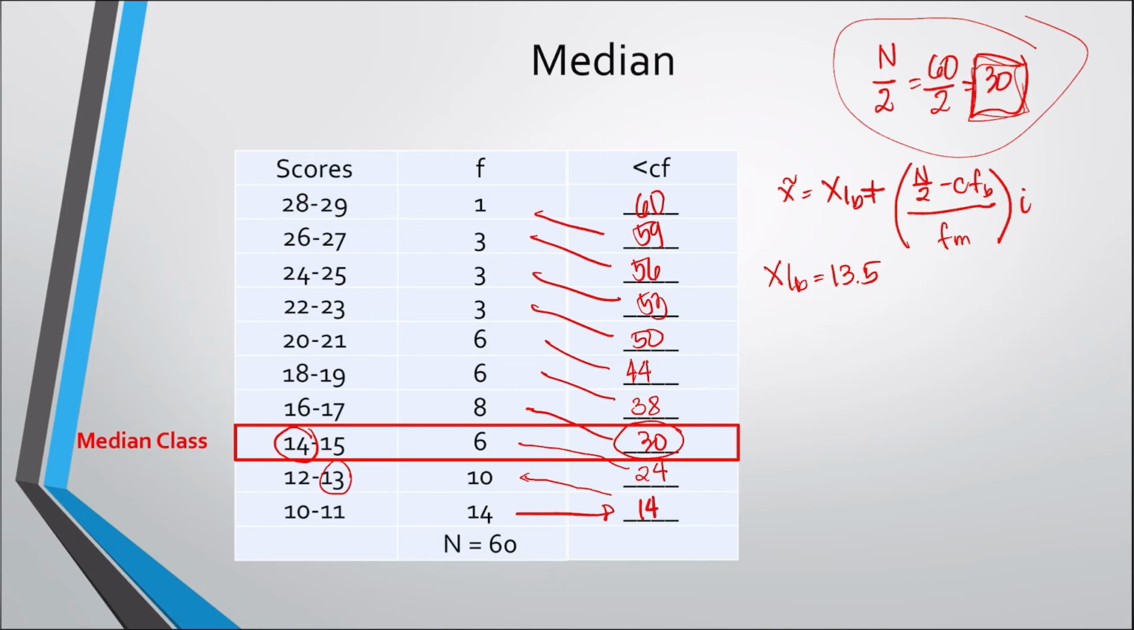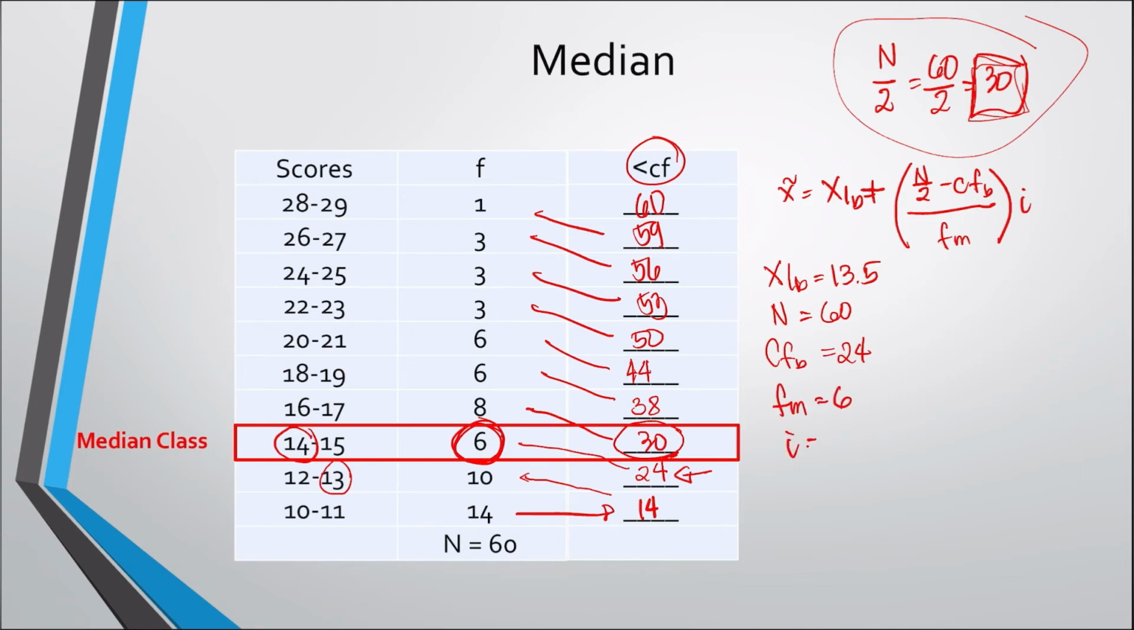Okay? Next is ang ating total frequency is 60. Okay? Next is the cumulative frequency before the median class. Cumulative frequency ay ito, before the median class. Bago mag-30 ay 24. Okay? And then, yung f sub m ay frequency of the median class. So, ang median class natin ay ito. So, ang frequency niya ay 6.